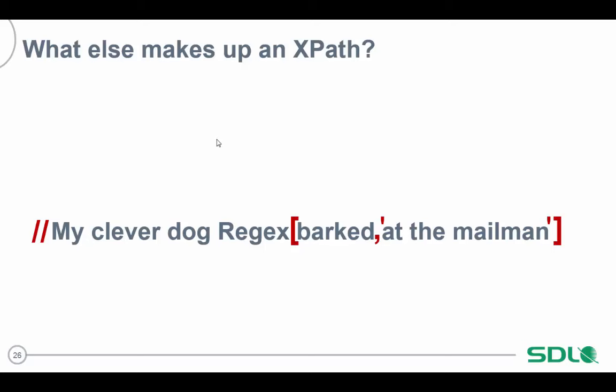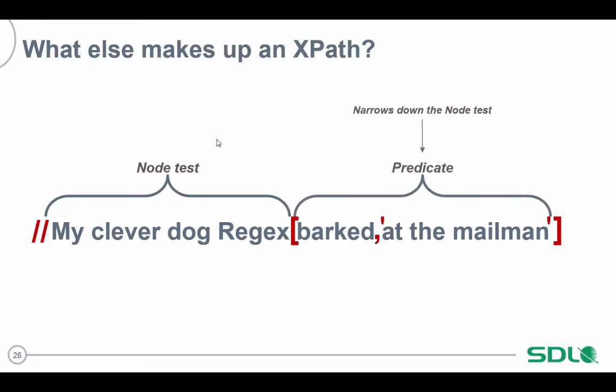So the node test here, this would be the complete subject, but we just call it a node test because we're testing for the node. We want to know which element it is or which attribute it is. And the predicate, this bit, is just narrowing down that node test and being a little bit more specific about what we want to do with it. The same as with language, this is always written inside square brackets.